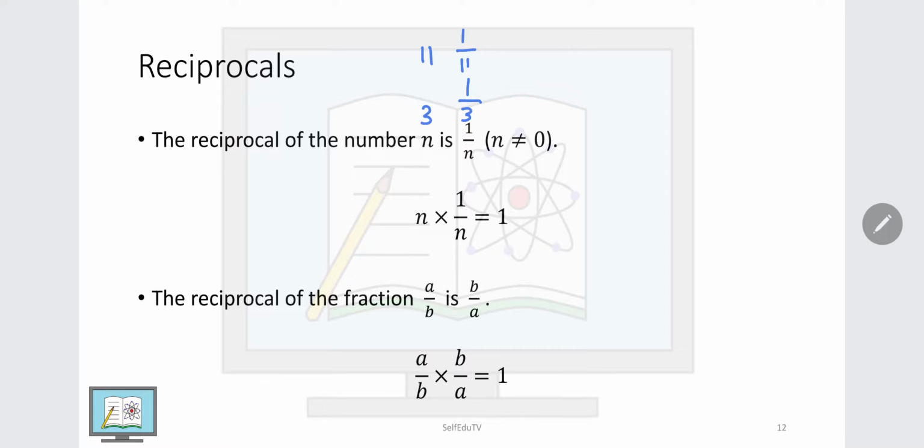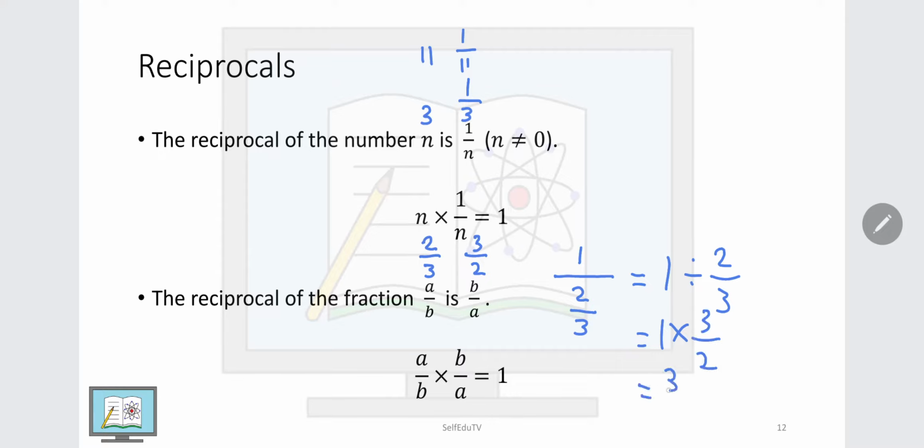For example, the reciprocal of 2/3 is 3/2. So why? Because the reciprocal of 2/3 is actually 1 divided by 2/3. So once I switch the divide to multiply, it will be 3/2.